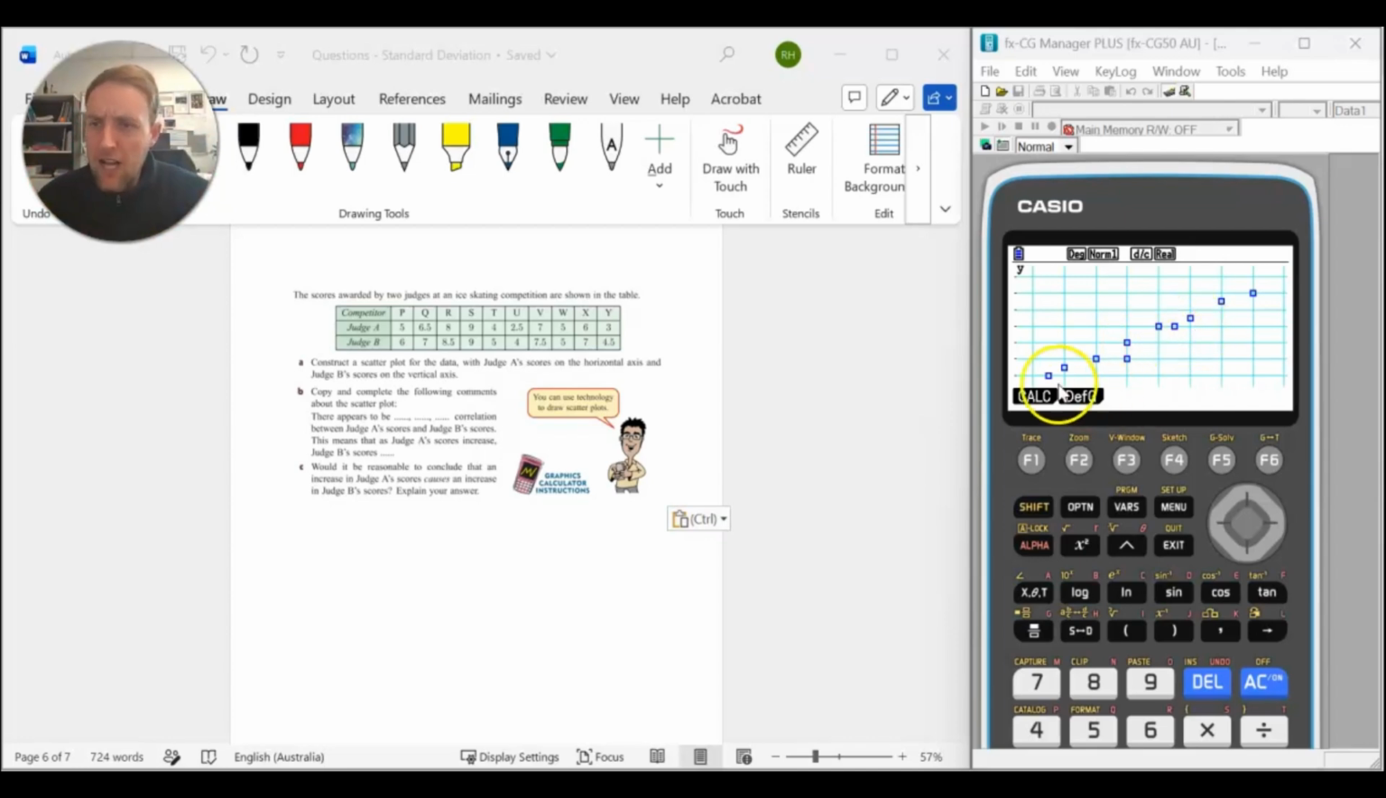Well done to them. And that's how we create scatter plots and start to interpret some data. And we're going to get into the real nitty gritty with scatter plots. So get excited for that.